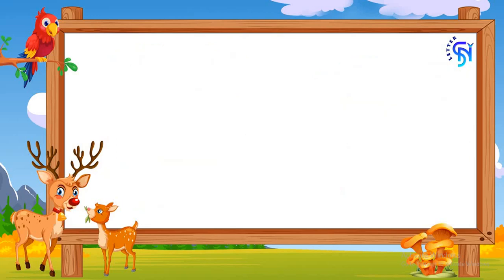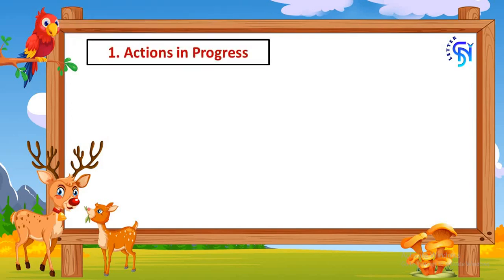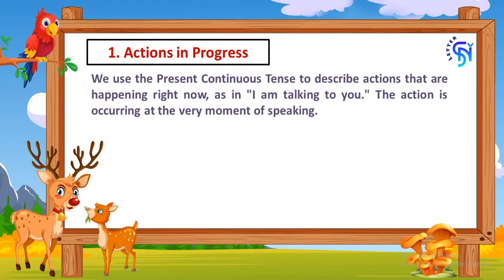Okay friends, now let's talk about when and how to use the present continuous tense. The first one, actions in progress. We use the present continuous tense to describe actions that are happening right now, as in I'm talking to you. The action is occurring at the very moment of speaking.